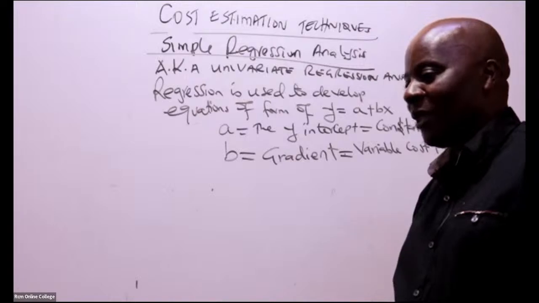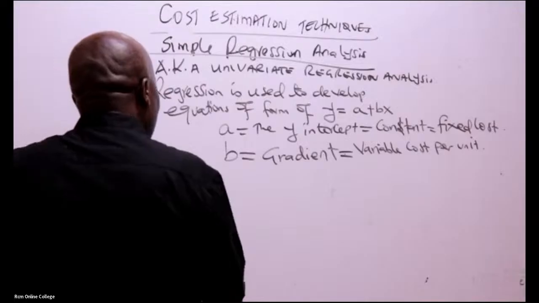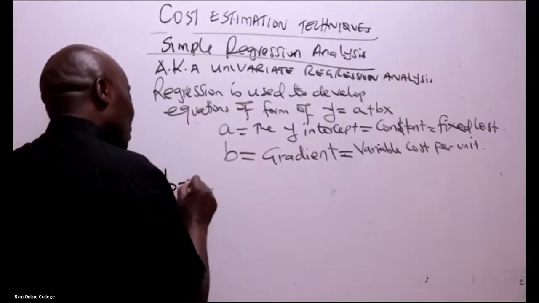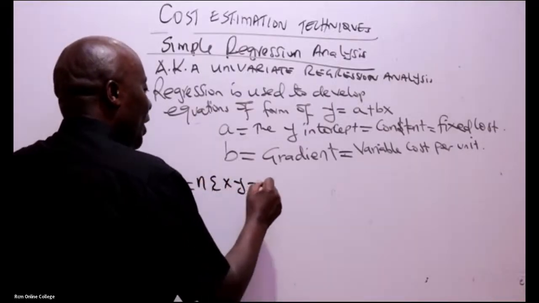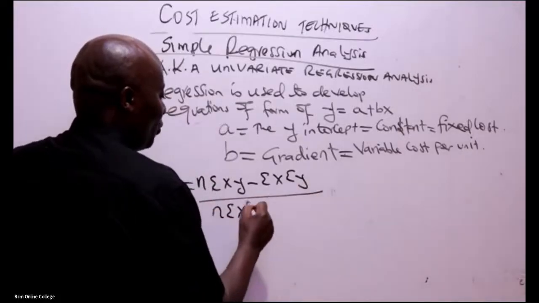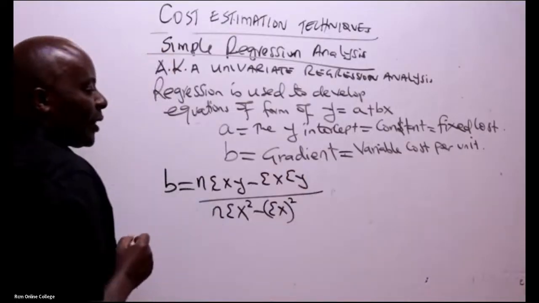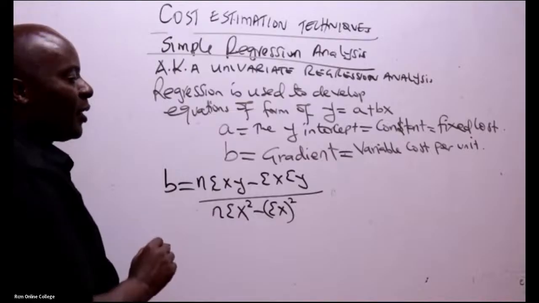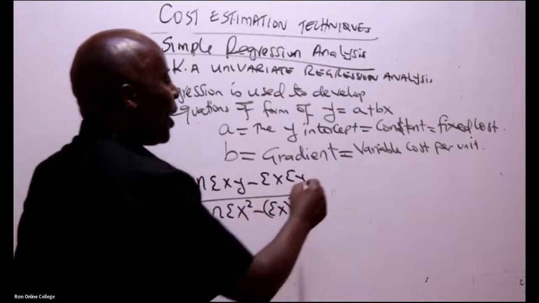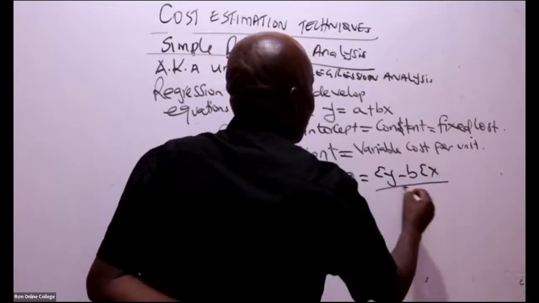Remember, ladies and gentlemen, that regression analysis gives us the methodology for getting B and A. Using regression to get B, we take n summations of xy minus sum of x, sum of y, all over n summations of x squared minus summation of x, squared. That's how we get the gradient. And to get the y-intercept A, we take summation of y minus b summation of x, divided by n.